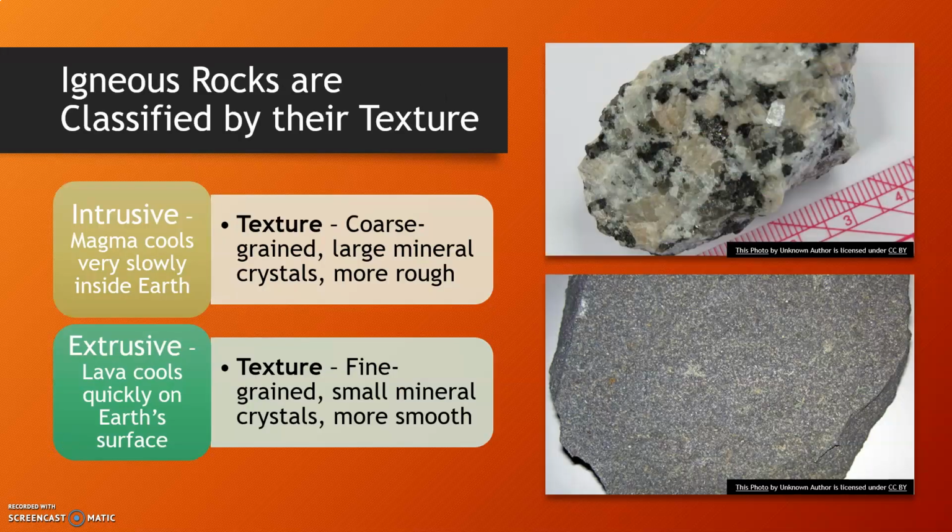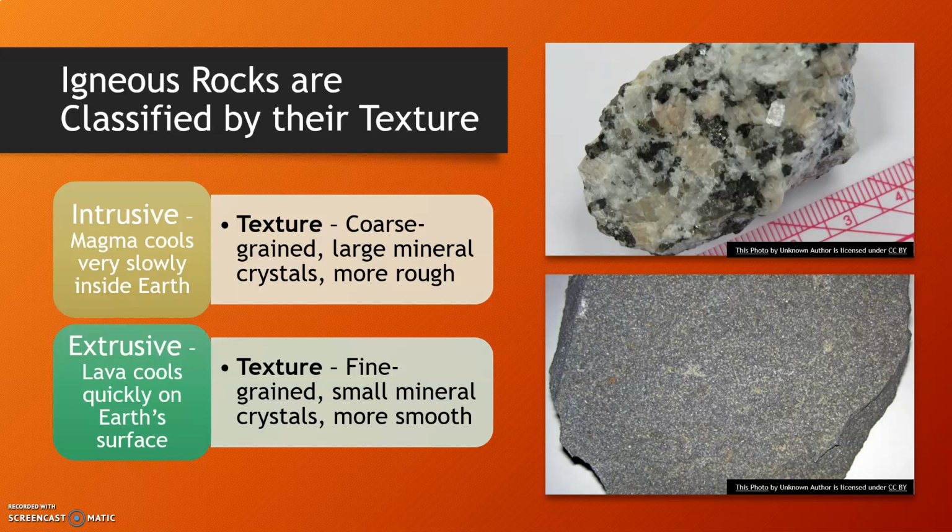Igneous rocks are classified by their texture. Intrusive igneous rocks form from magma cooling very slowly inside the earth. Because it cools so slowly, it has time to grow large mineral crystals, and we call it coarse-grained texture, like this example on the top. You can see the large mineral crystals without any special instruments, and it looks kind of rough if you touched it.